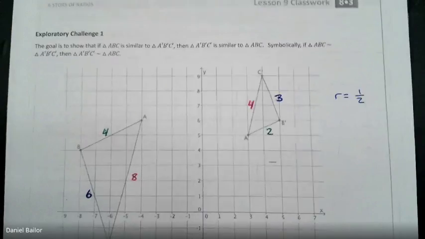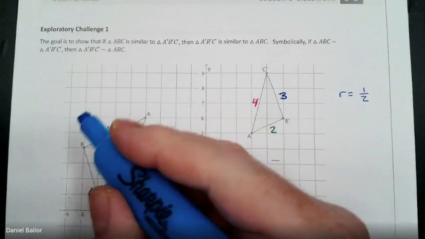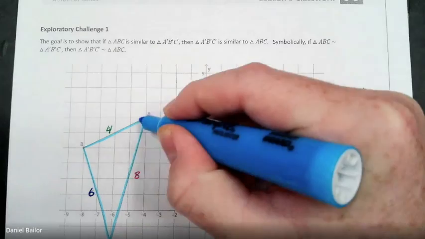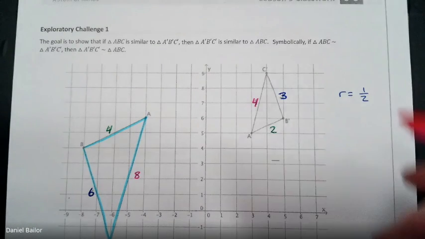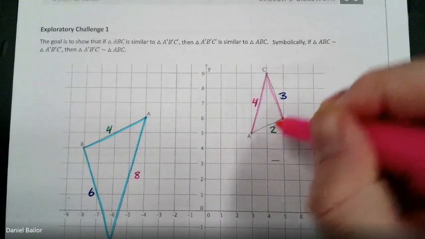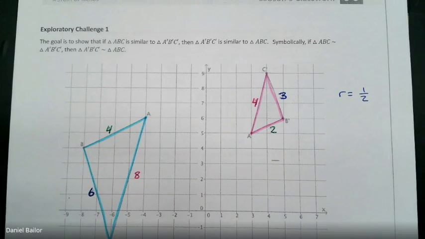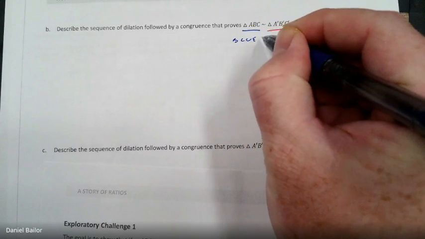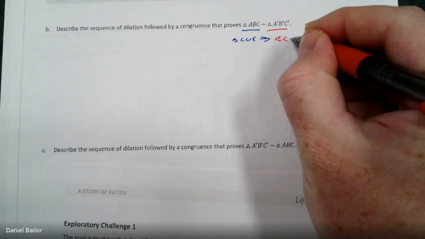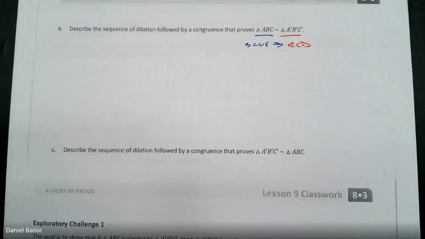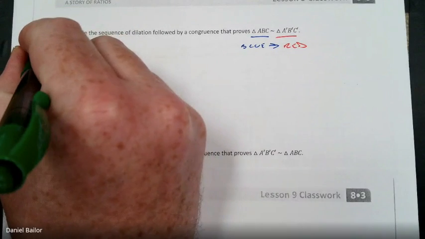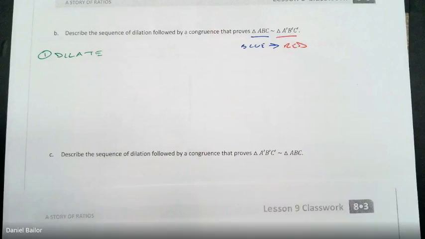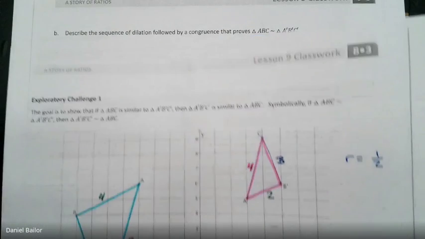Well, let's look at this. The original is over here. So for part B, they want us to start with the blue and then make the red. Start blue, make red. So that's what we're doing for part B. Let me write it down right here: blue to red is the first thing we're doing. And you should remember from Lesson 8 that the first step that we always do is make the size match. So step 1, to make the size match, we need to dilate. Let's look and see what we are going to dilate. Here we go.